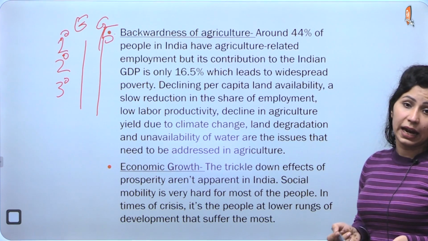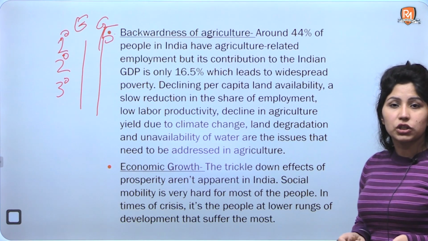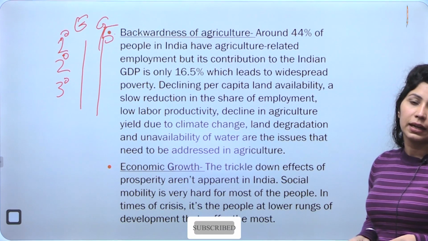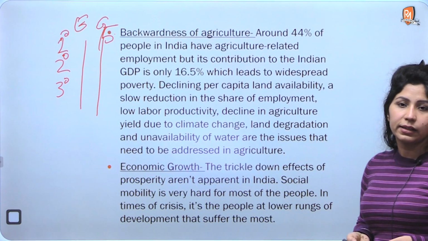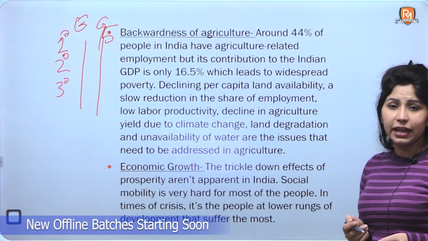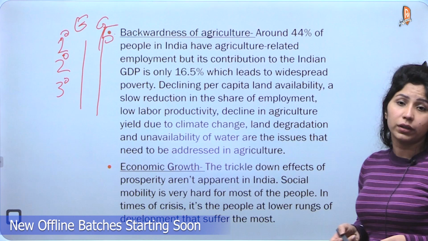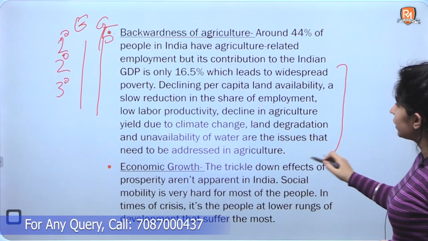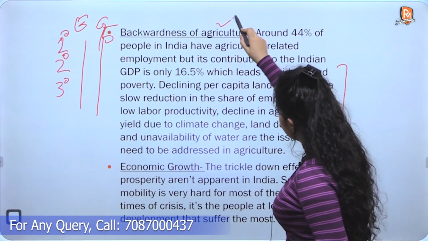Declining per capita land availability, a slow reduction in the share of employment, low labor productivity, and decline in agriculture yield due to climate change, land degradation and unavailability of water are the issues that need to be addressed in agriculture. So these are all the challenges. This is the major challenge.